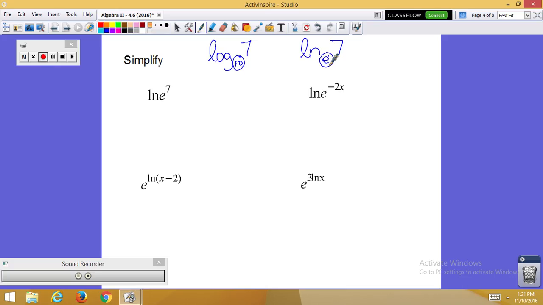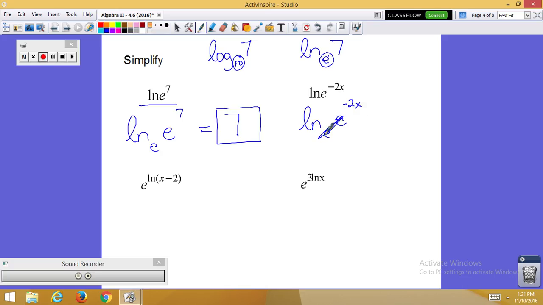So this first function that they wrote, natural log of e to the 7th, really is natural log base e of e to the 7th. We learned in a previous lesson that when these bases are the same, they cancel each other out. So if I simplify, this should just equal 7. Same process here. I can write in the base if I so choose. These cancel. So this should just be equal to -2x.